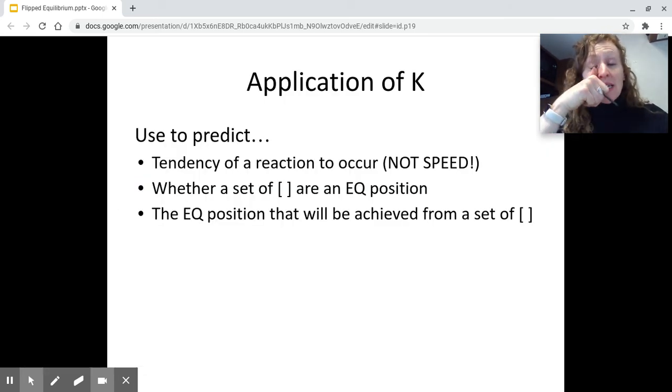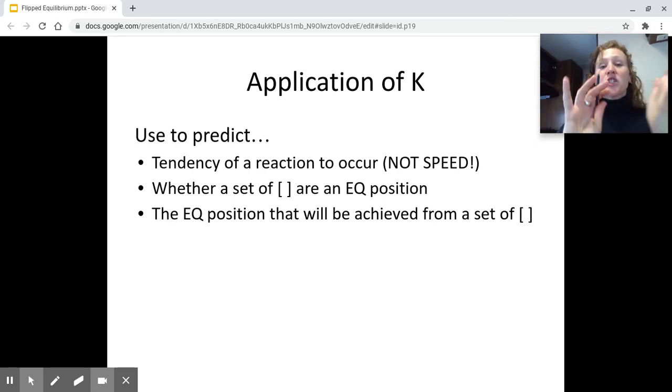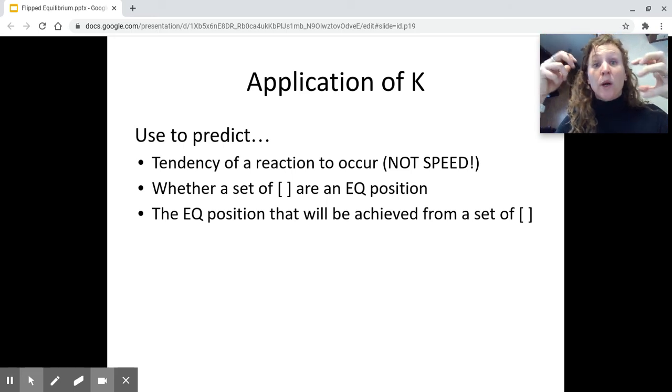All right, and we get to this third section of our chapter, application of K. So we're going to turn the corner here into talking about K and what K is and what equilibrium is, and trying to wrap our brain around these concepts to applying these concepts. So we're going to go away from concepts into math, basically.